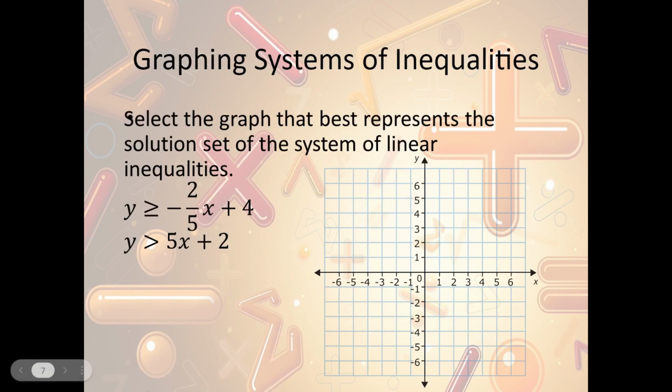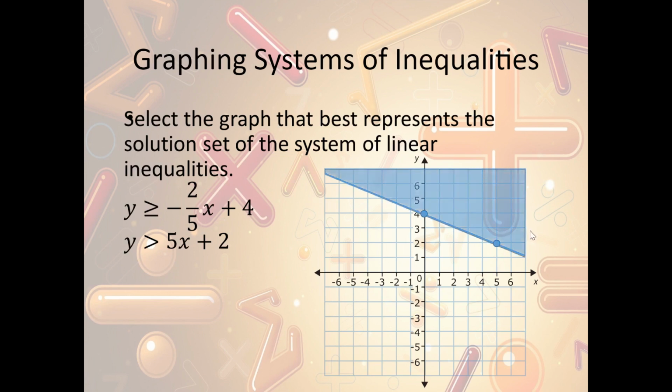So we'll go ahead and plot our y-intercept first. Our y-intercept is at 4, so we're going to go ahead and plot that point. Our slope is negative 2/5, so we're going to go down 2 to the right 5 and plot our point. And they added something extra, so we will too, so we should have a closed line. And it's greater than, so we should shade above. So there's our first one. Then we'll do our second one. Our second one says y is greater than 5x plus 2.